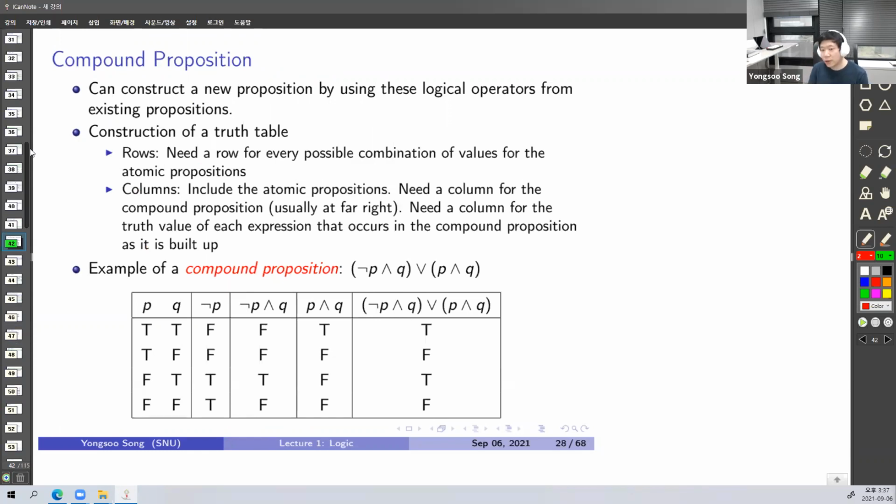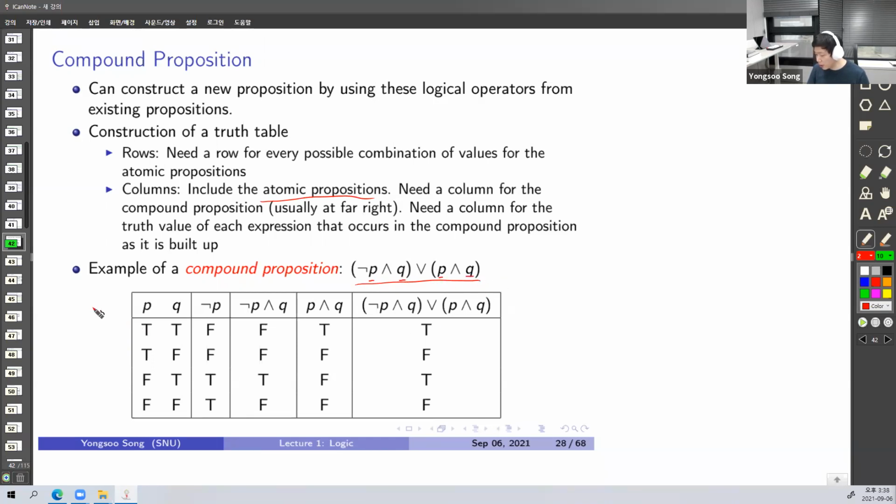So as I mentioned last time, we can construct more complicated propositions using simpler ones, by combining them using logical operations. You can construct a truth table for such a compound proposition. Usually there are some atomic propositions. For example, in this compound proposition, you can find P and Q, which are atomic propositions.